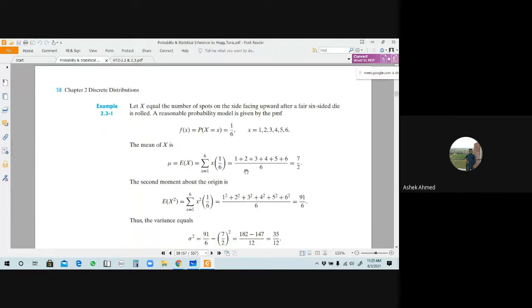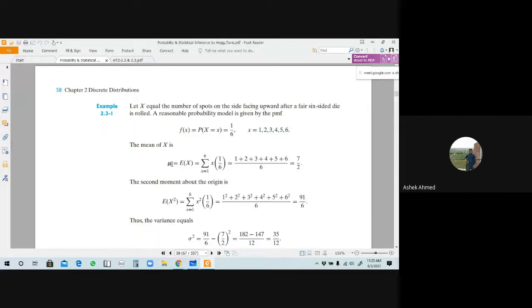Now we will discuss the next example. This is a very, very important example. Let x equal the number of spots on the edge facing upward after a fair 6-sided die is rolled. If a 6-sided die is rolled, the probability mass function will be 1 by 6, where x equals 1 up to 6. Is it right?